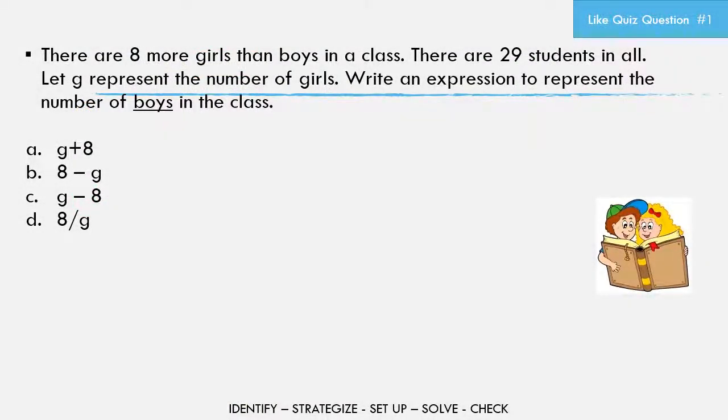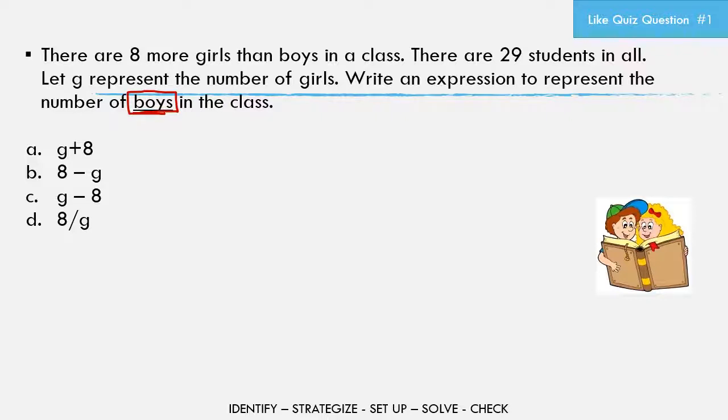Let's go ahead and get into our light quiz questions. So for light quiz question number 1, it says there are 8 more girls than boys in a class. There are 29 students in all. We're going to let G represent the number of girls, and we need to write an expression to represent the number of boys. So we need to think of it in terms of how many boys there are in the class. So let's think of this first sentence here.